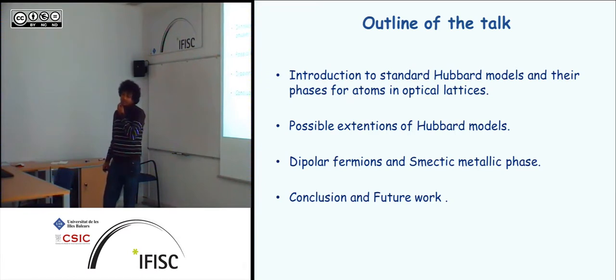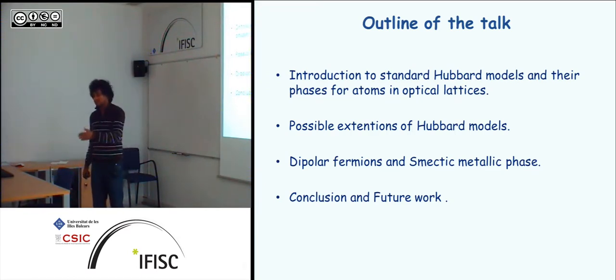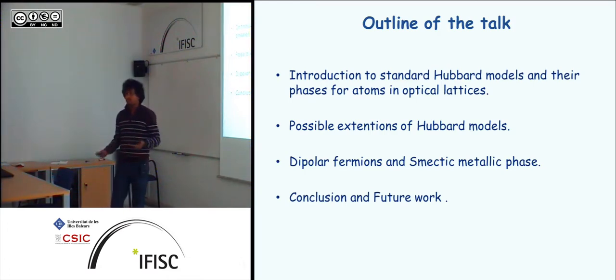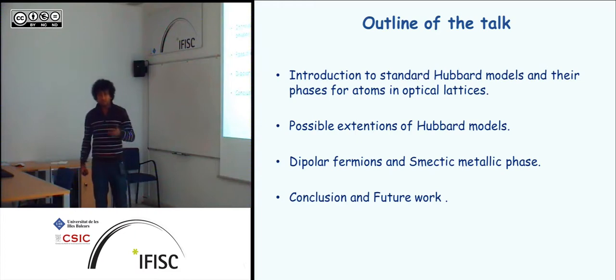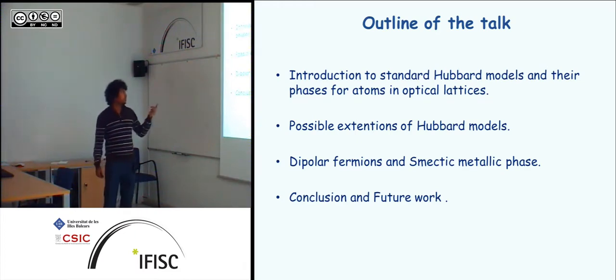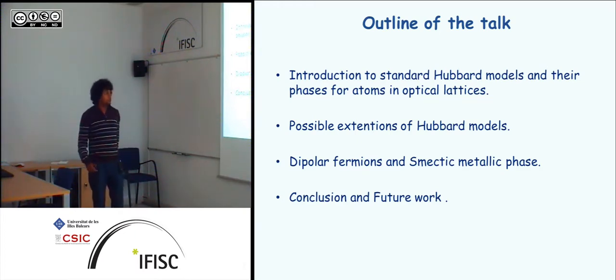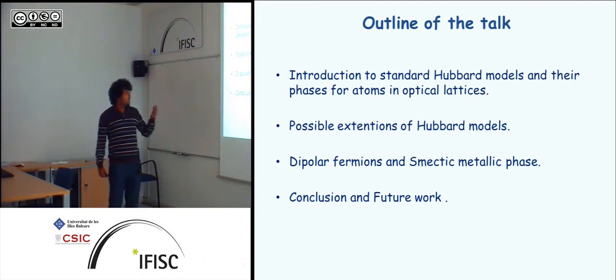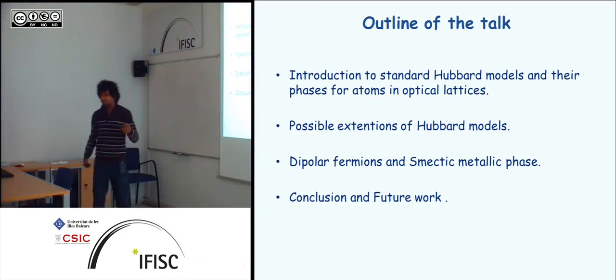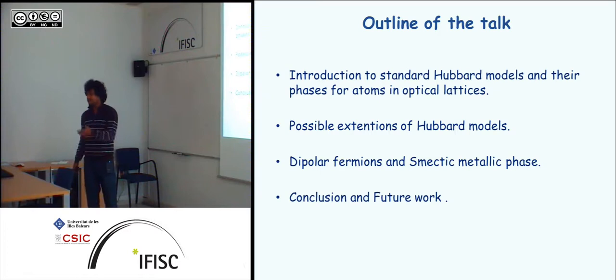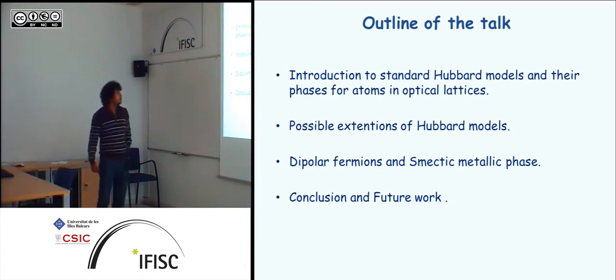So the question now is, you have this optical lattice, you have atoms or molecules in them. Now you have to write what model these follow. The usual model which people use is these Hubbard models, which people have known for a long time in condensed matter systems. This is the usual model people write, and then they try to find the phases and so on.